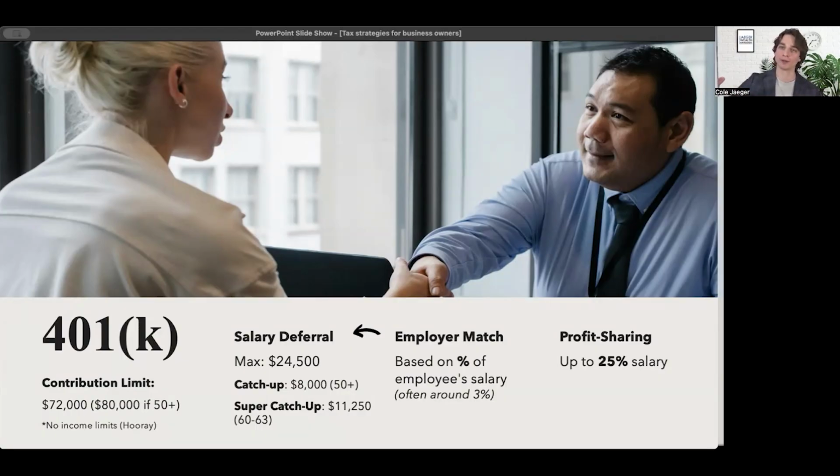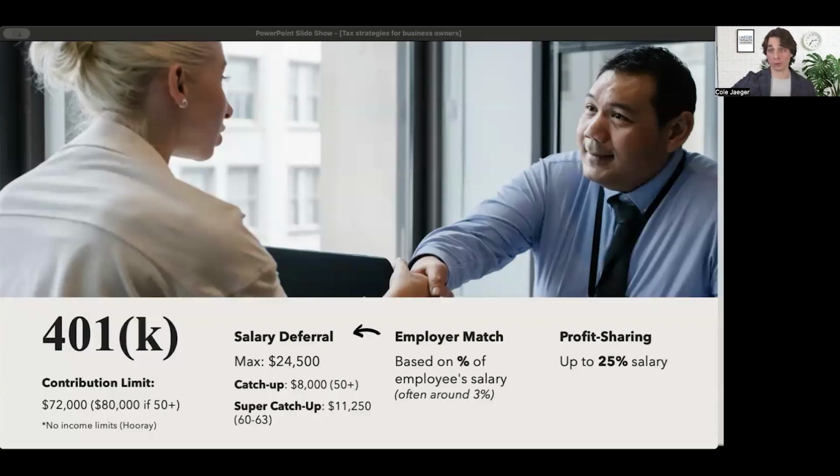The salary deferral in a 401k is a max of $24,500. Those are the updated 2026 numbers. Catch-up is $8,000. Super catch-up, if you're between 60 and 63, is $11,250, and the employer can match on top of that. These can be made as Roth or traditional contributions, and you could also set up a plan to have profit sharing of up to 25%.